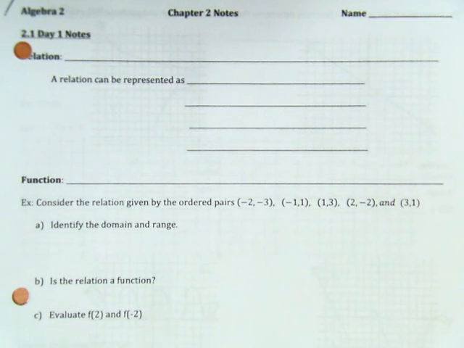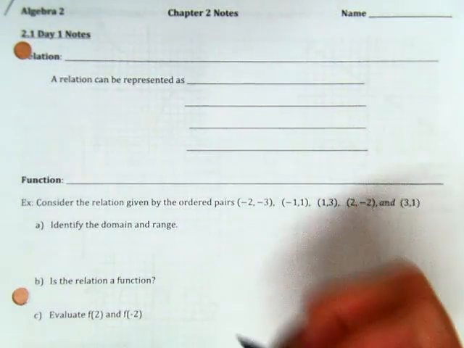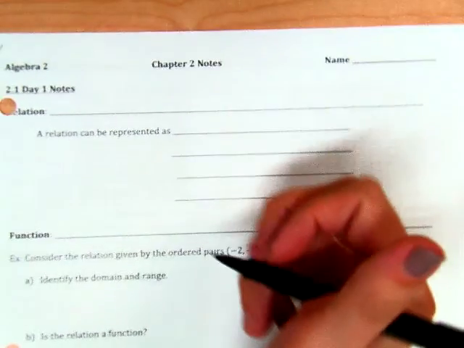Okay, here we are. Chapter 2, Section 2.1, Day 1 Notes. Let's start filling in. First off, what is a relation? A relation is a relationship between two sets of information.